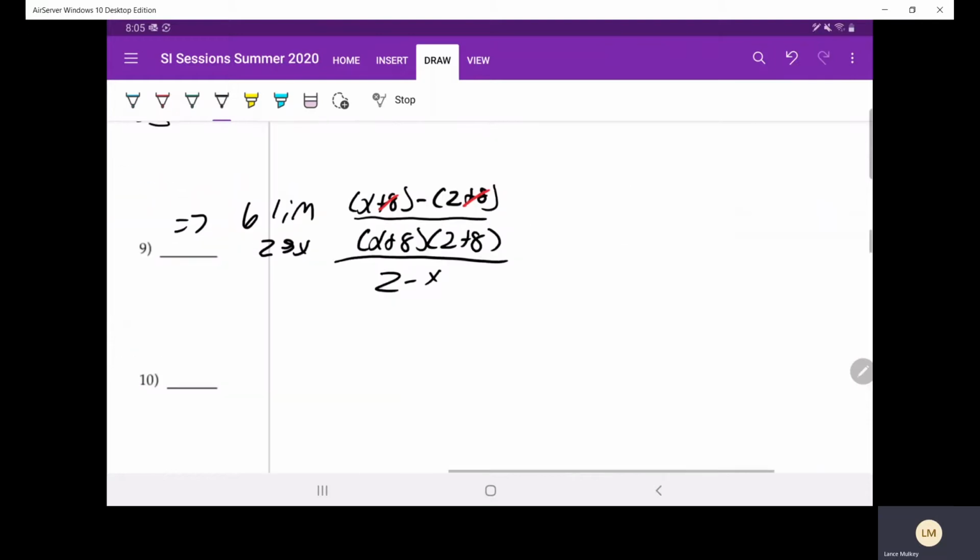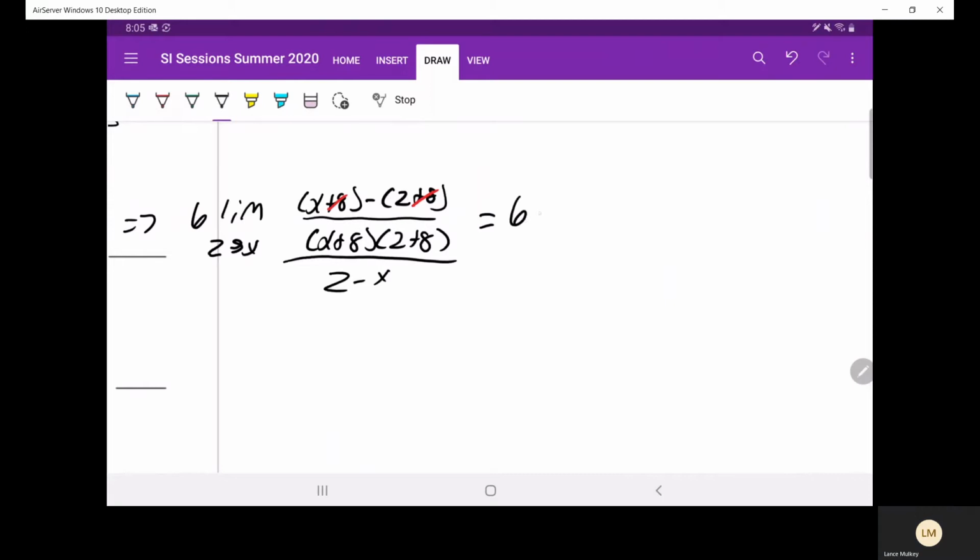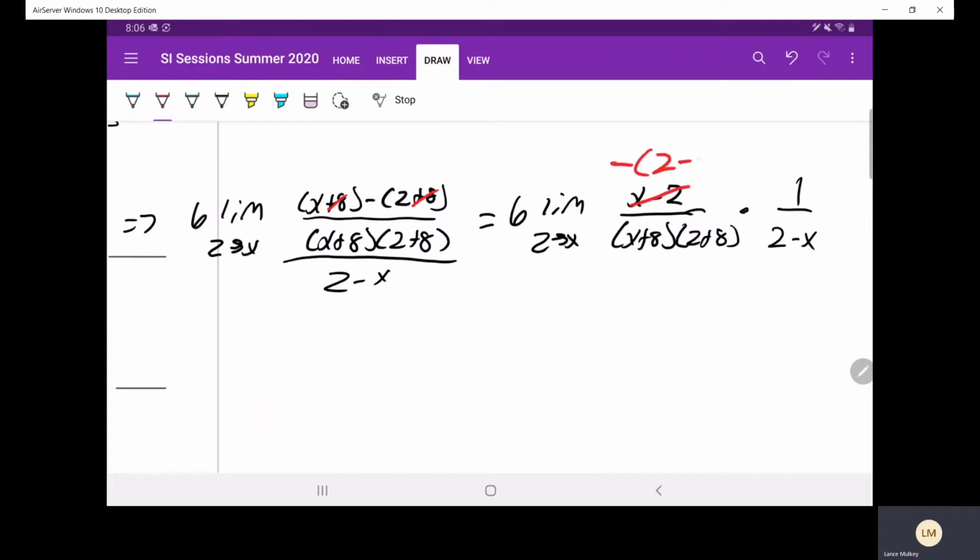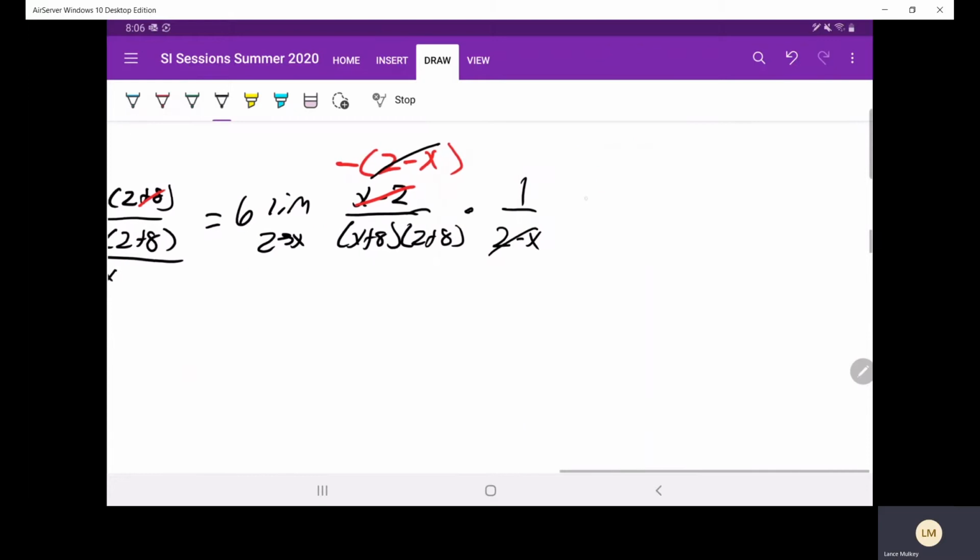And this is something cool. We'll keep going over here. x minus z over x plus 8 times z plus 8 times 1 over z minus x. Well, right here, we have a z minus x and an x minus z. So what I like to do is turn this into negative z minus x. And you can see that this cancels out with this.